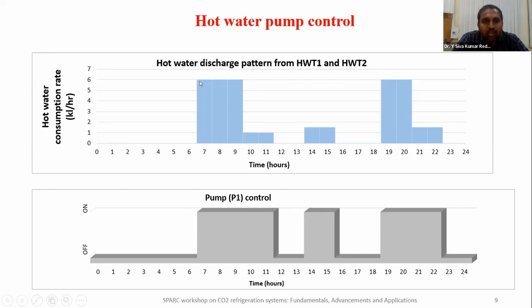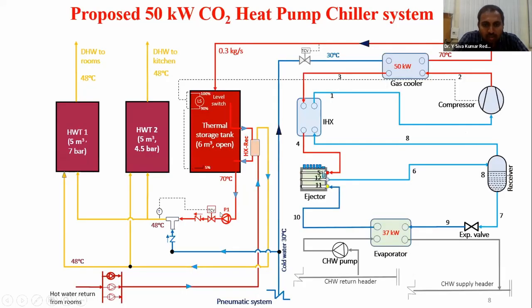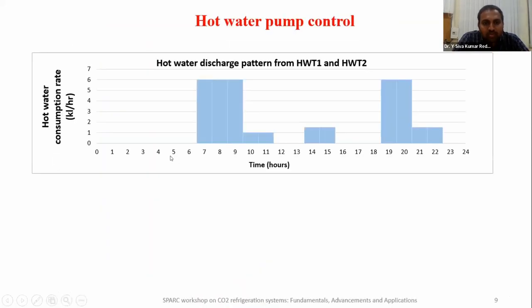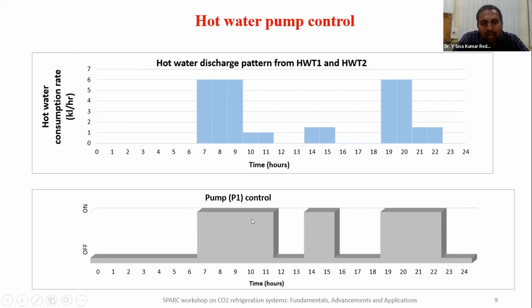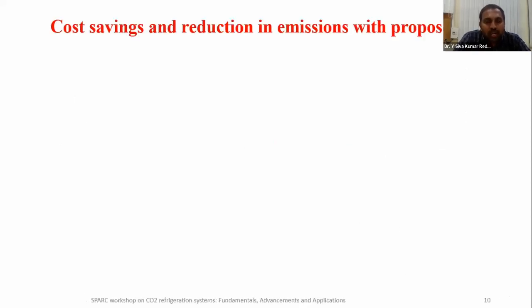Whenever the rooms require hot water, automatically this pump will switch on. This pump one is this one. Whenever any guest is consuming hot water, there will be a drop in this pressure. At that time, this P1 will actuate and it will supply the hot water to tank one. So in this way, P1 is being controlled. This is the peak time, and at that time P1 also starts working according to these times. So this is the control strategy for P1.